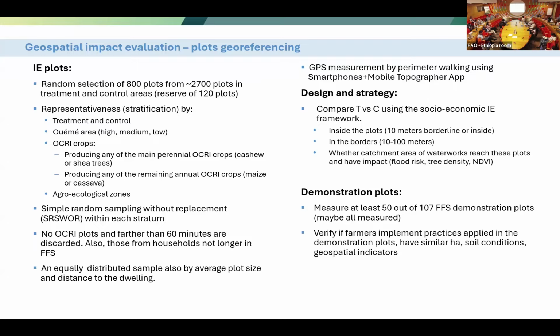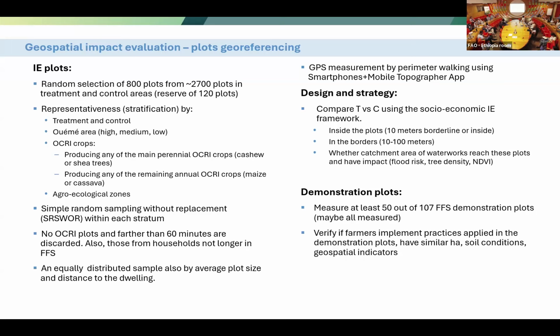And the second part is that you measure the same plot again, but using the GPS device. So the idea that we have now is to compare treatment versus control areas using a similar framework to the one you use for the socioeconomic impact evaluation.